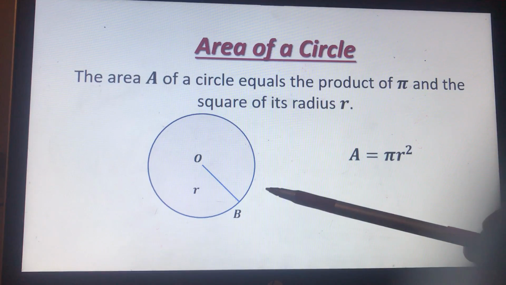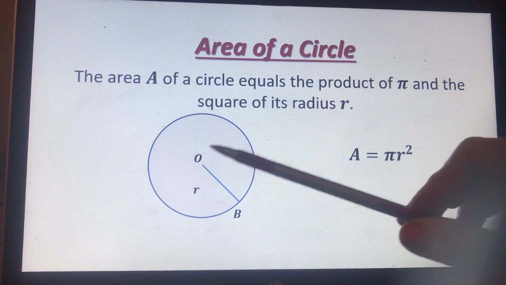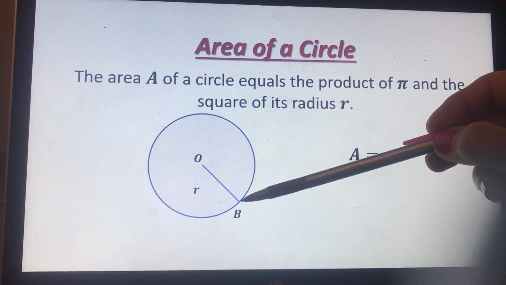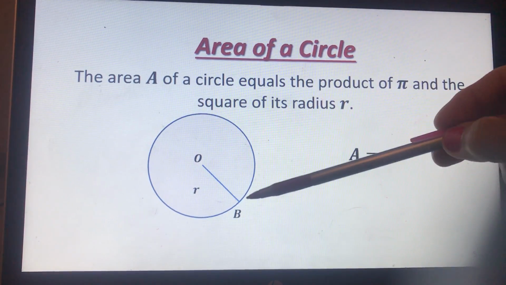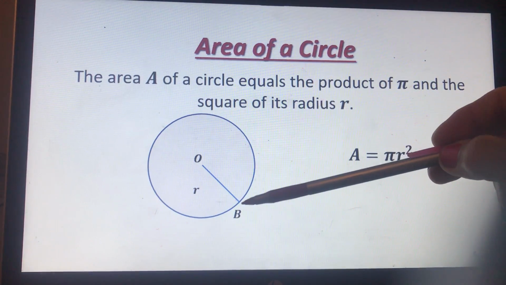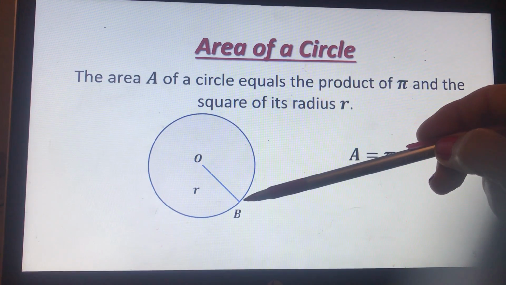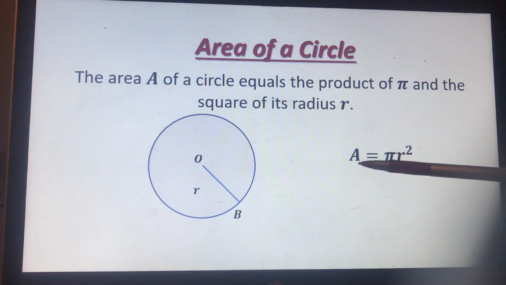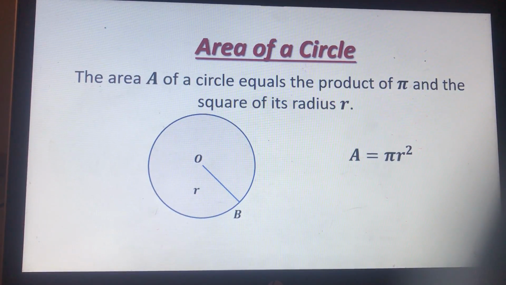In this specific case we have circle O. The center is represented by O. The distance between this point O, the center of the circle, and this point B, which is on the circumference of the circle, is defined as the radius, expressed as r. So the area of a circle is the product of pi times the square of the radius, which is equal to pi times r squared.